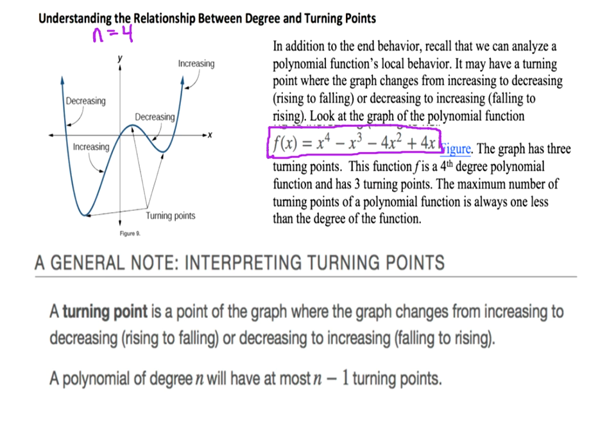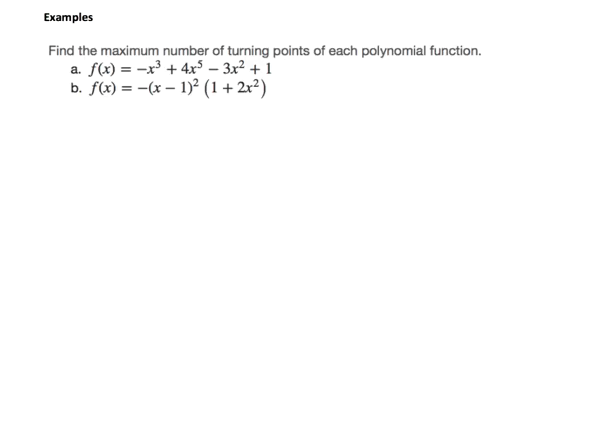What we know about polynomial functions is that it's going to have at most n minus 1 turning points. So look here. I have a degree of 4. I have a turning point here, a turning point here, and a turning point here. That's 3 turning points. My degree was 4, so n minus 1 in this case is 4 minus 1, which is 3. Now, I don't have to have 3, but I can't have any more than 3. It says at most I can have n minus 1 turning points. And turning points are where it just changes from increasing to decreasing or vice versa, decreasing to increasing.